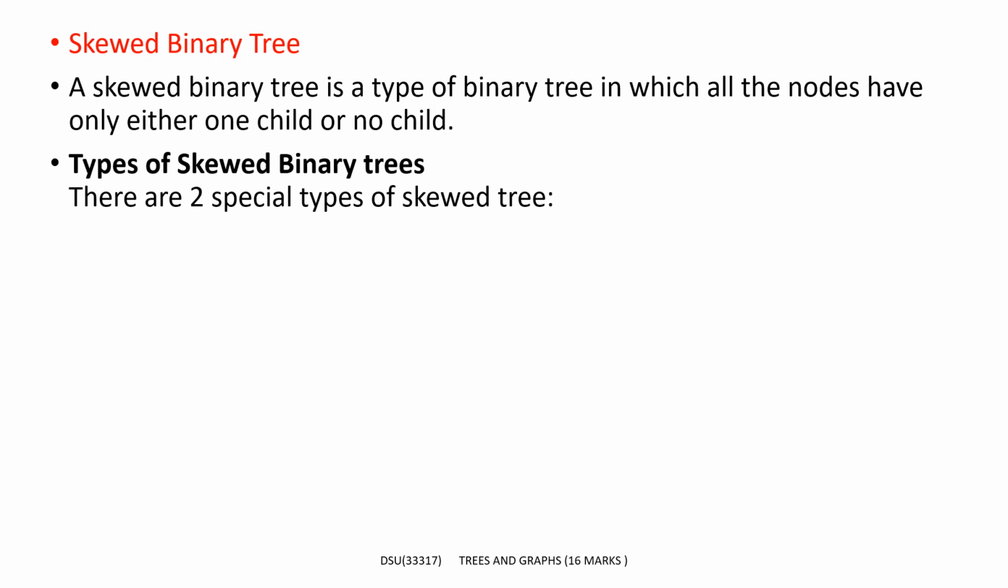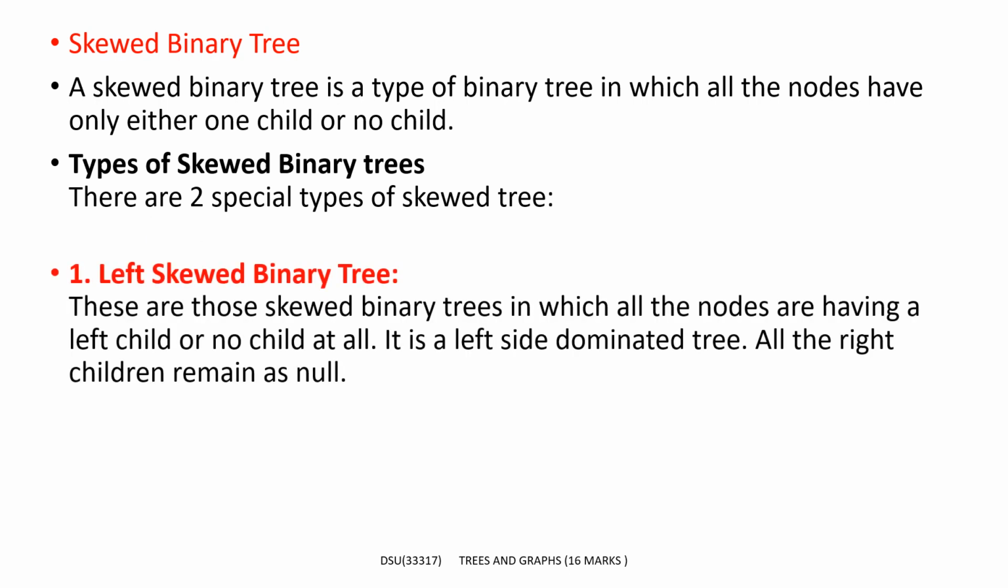Now the skewed binary tree. It is a type of binary tree in which all the nodes have only either one child or no child. There are two special types of skewed binary tree. Left skewed binary tree: these are skewed binary trees in which all the nodes have a left child or no child at all. It is a left-side dominated tree. All the right children remain null.